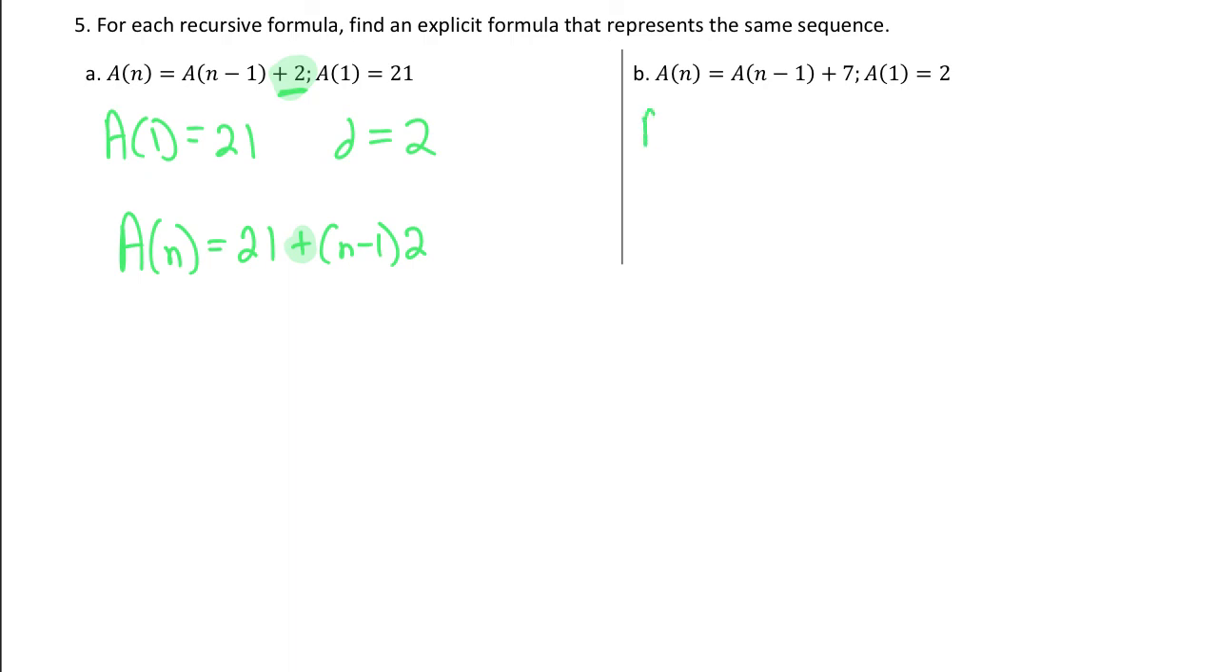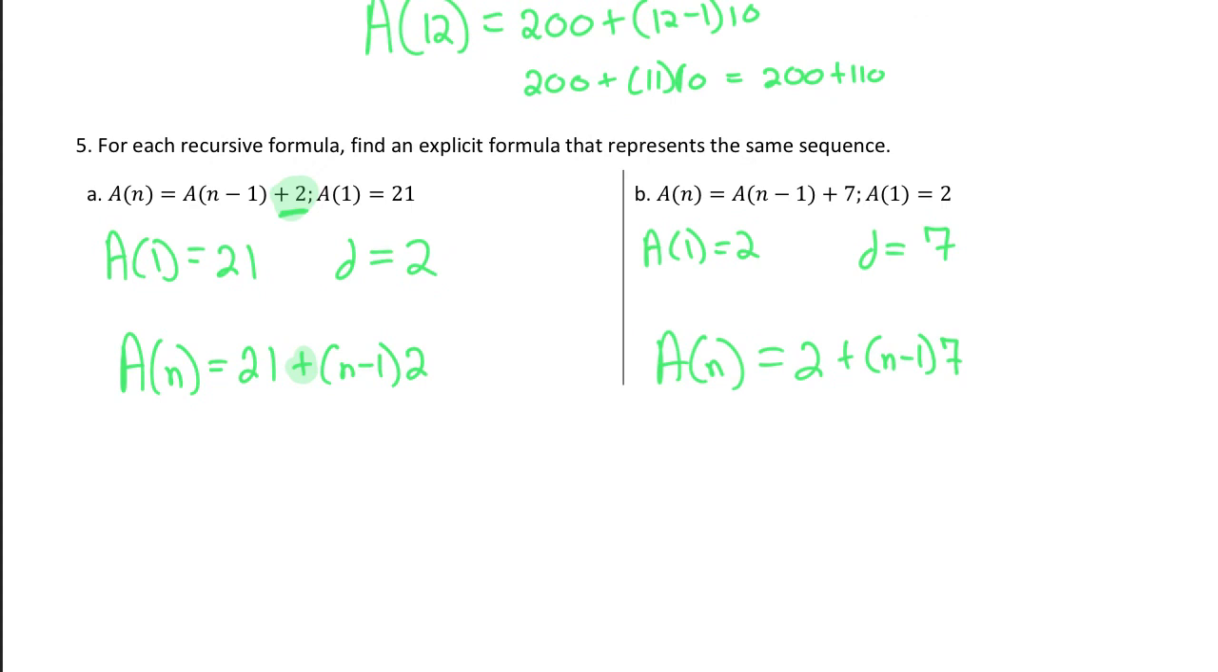In part B, the first term is given to us. It's 2. The common difference is given to us. It is 7. So my explicit rule: take my first term, add n minus 1 times 7. And that's my explicit rule. So that's the idea. We're taking sequences and talking about starting values and rates of change, common differences. Now you're ready to finish up with some practice and the checkpoint for this entire lesson.